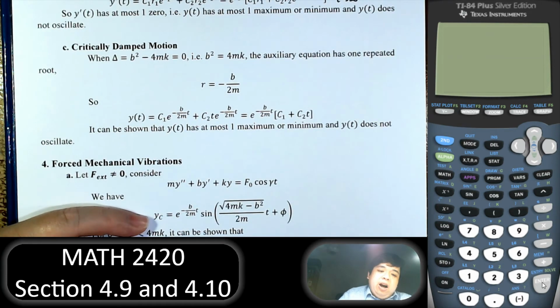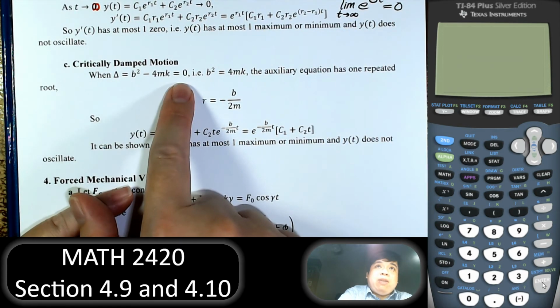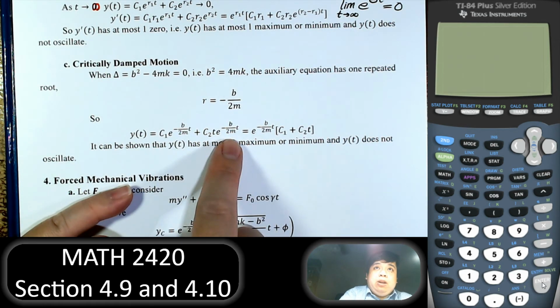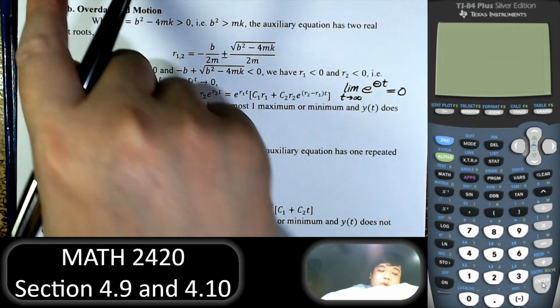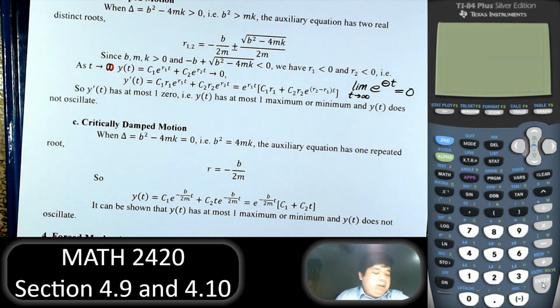All right. Different scenario: when that equals 0, we have a repeated root. Once again, this will go to 0, and the graph will be kind of similar to what we have here.